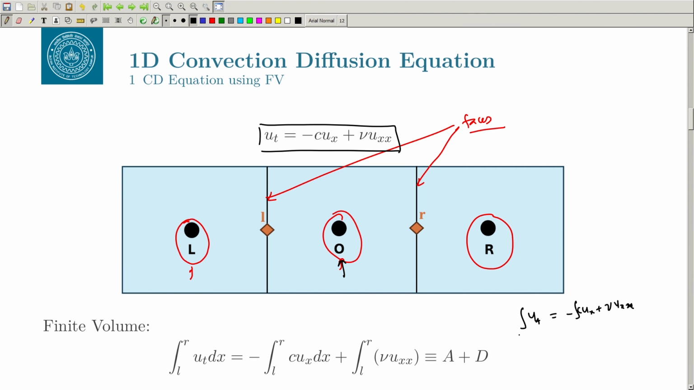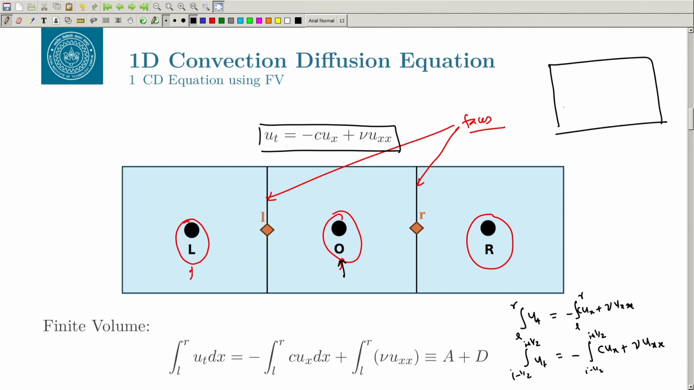So, I will integrate it from left to right, right, or in other words I minus half to I plus half. Okay. So, this is basically the integral of u t from I minus half to I plus half is equal to minus c u x and nu u x x from I minus half to I plus half. Okay. Now, in 1D I minus half and I plus half is very convenient, but when you go to 2D or 3D, what will be convenient for you is the left and right. Okay. So, let us say if you have a 2D flow and your grid is something like this. Okay.